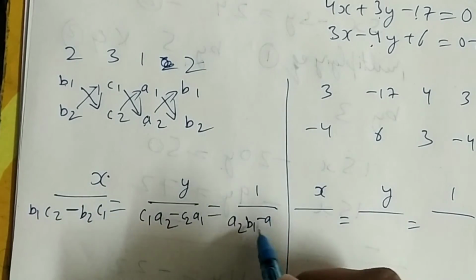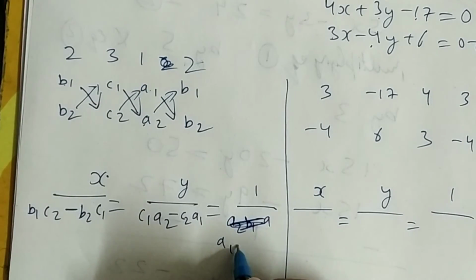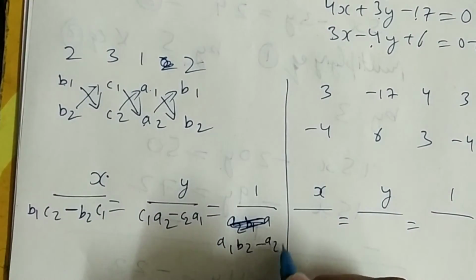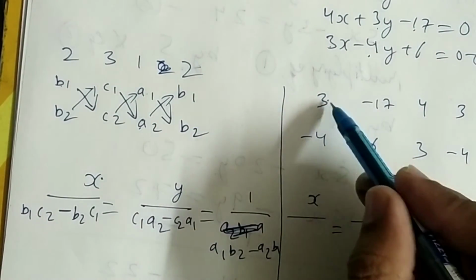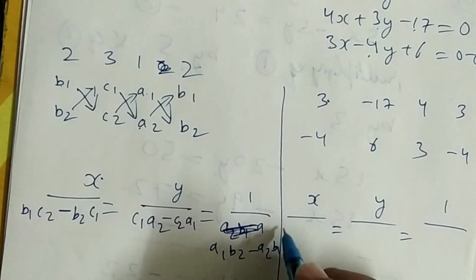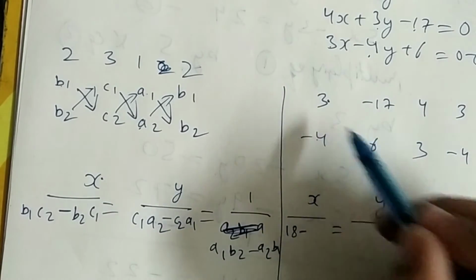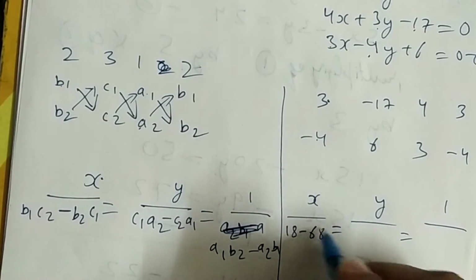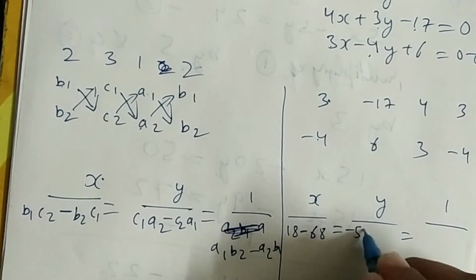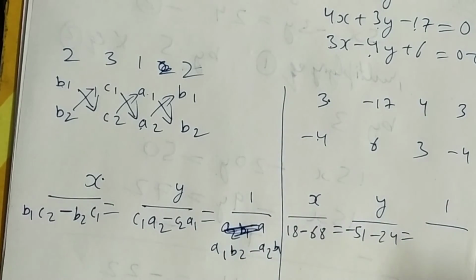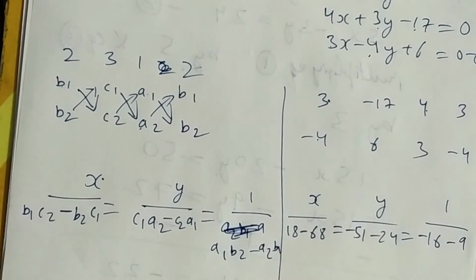Minus, we have to start from here, a1 b2 minus a2 b1. Now look at the question here. 6 3s are 18. Then we will put a minus sign. 17 4s are 68, minus into minus is plus, so that is plus 68. Then 17 3s are 51, minus 24, minus 16, minus 9.